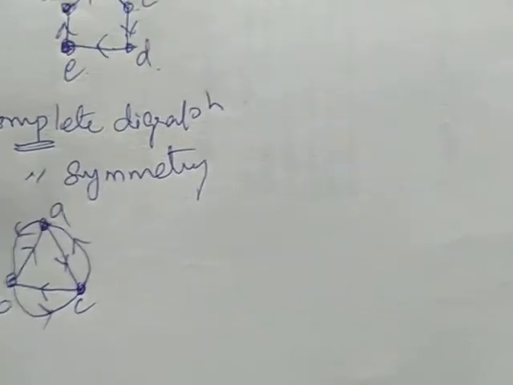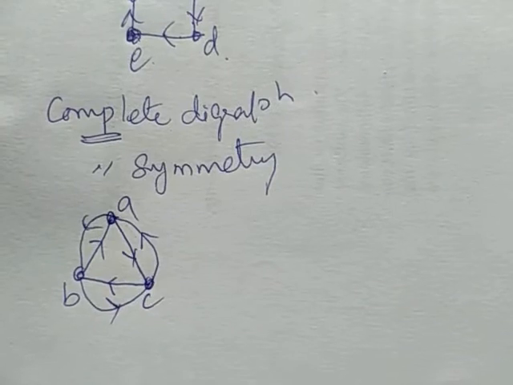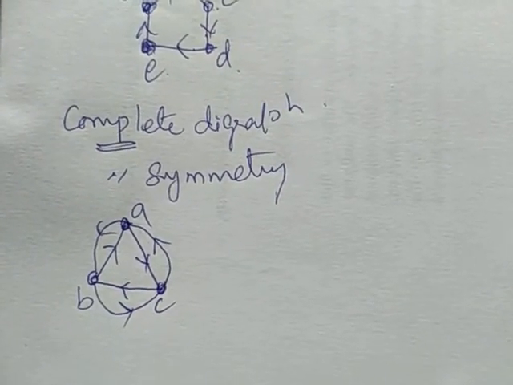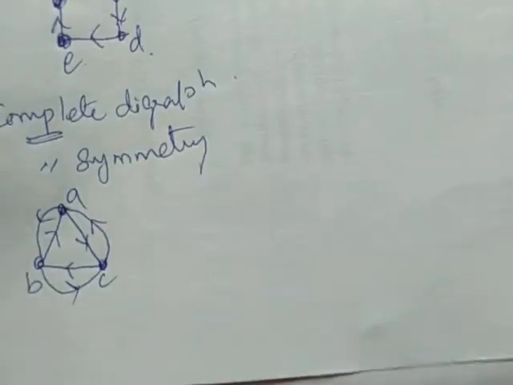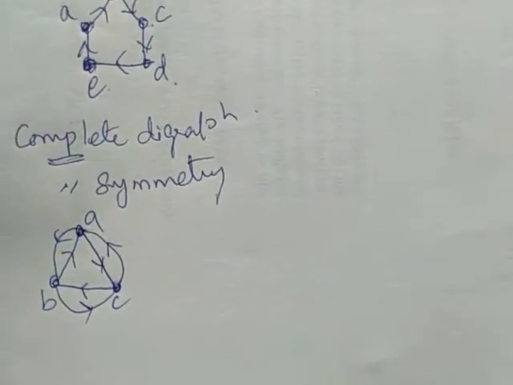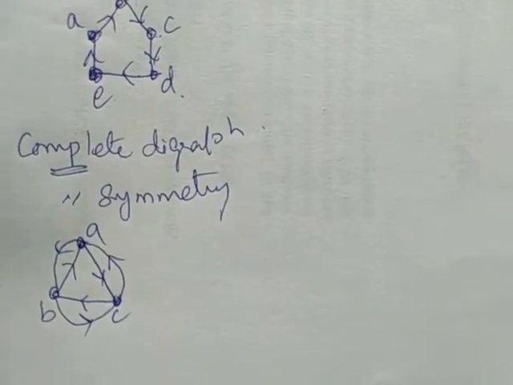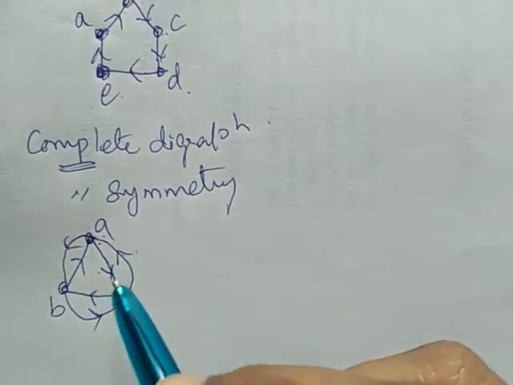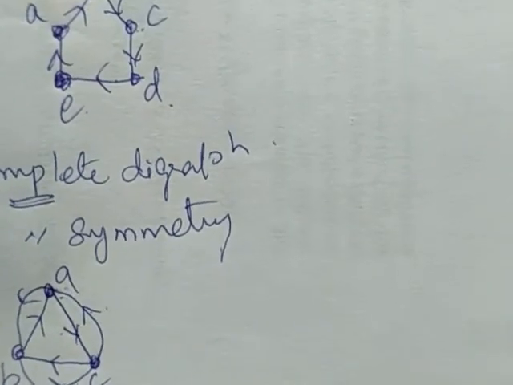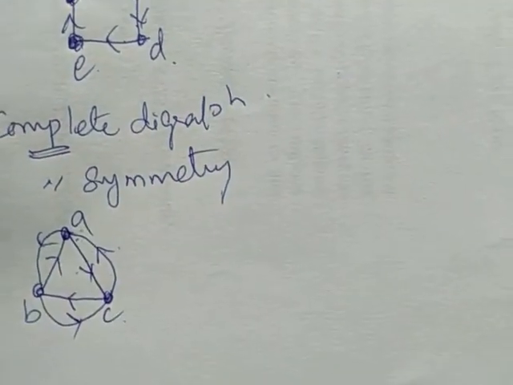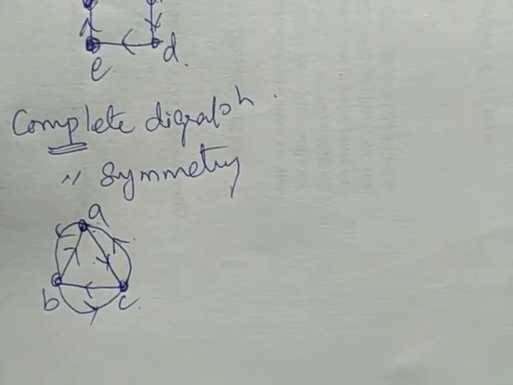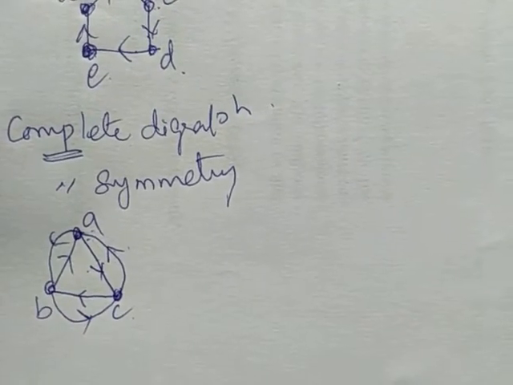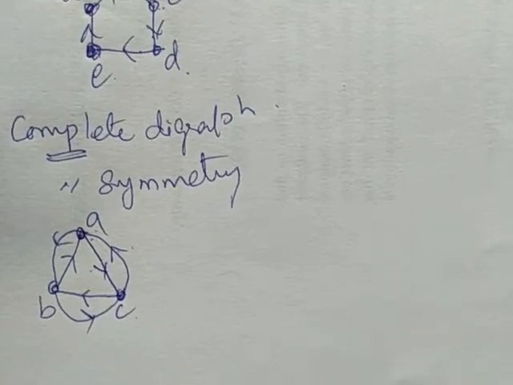Now, the complete asymmetric digraph. In an asymmetric digraph, there is exactly one edge between every pair of vertices. So, there exists only one edge between any pair of vertices. See here, if we consider A and C, there exist two edges. But in complete asymmetric, whatever vertices we consider, there exists only one edge between those vertices.